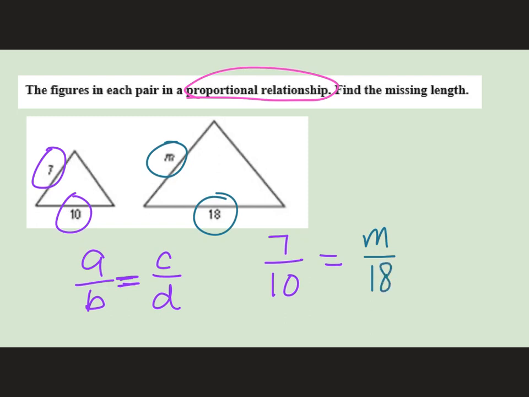Remember, there are different ways you could set up proportional relationships. In this case, I can use cross product. Remember, that's when you multiply. You probably remember it being called bat and ball or some version of that. But we would multiply 18 times 7, which would give us 126, and then divide by 10. So that would be 12.6. So that means this value right here is 12.6.